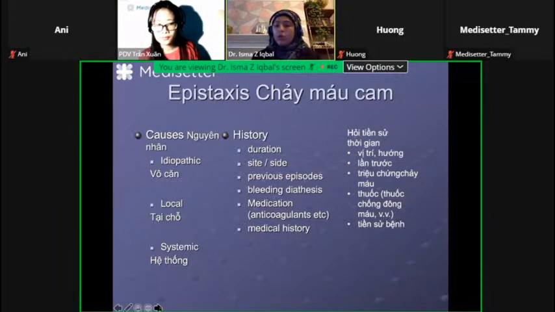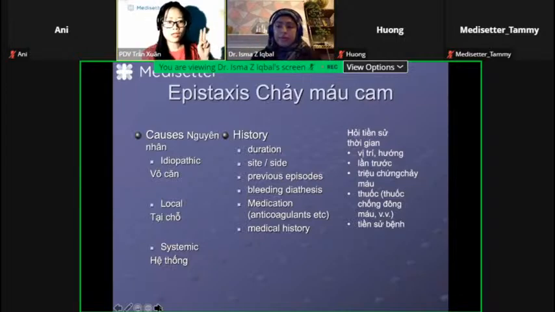So systemic causes can be something like hereditary hemorrhagic telangiectasia, or a systemic blood-related disease.